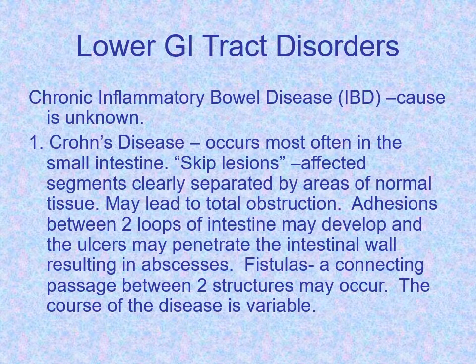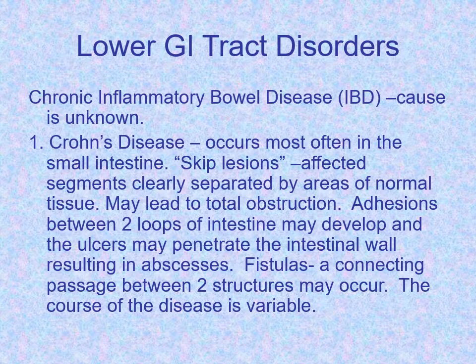Now we have chronic inflammatory bowel disease, IBD. Cause is unknown. Crohn's disease occurs most often in the small intestine. It's also called regional ileitis or regional enteritis. It occurs most frequently in the small intestine, like I said, and presents with skip lesions. This is where affected segments are clearly separated by areas of normal tissue.